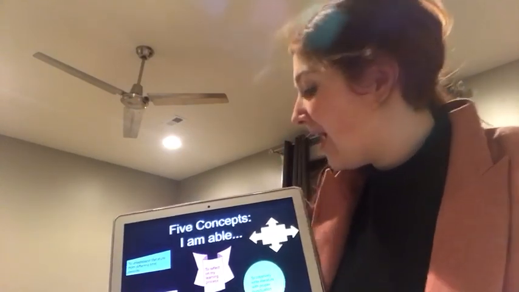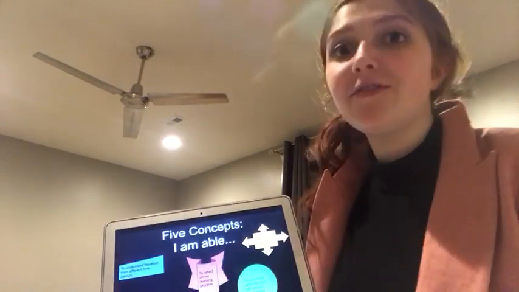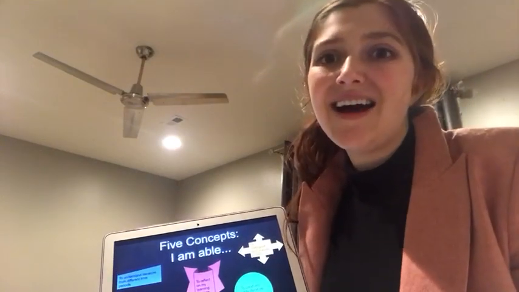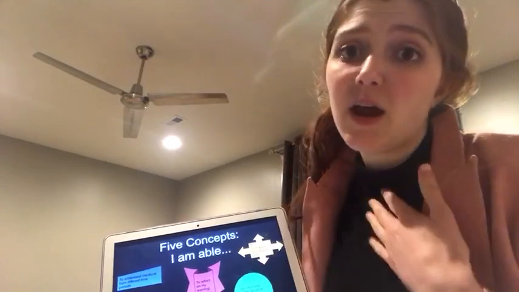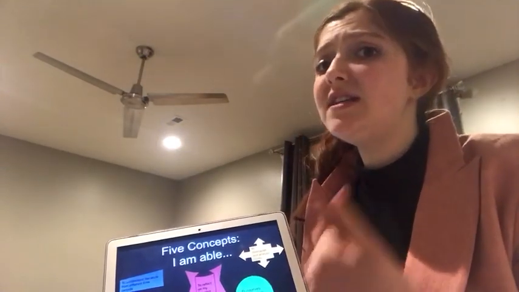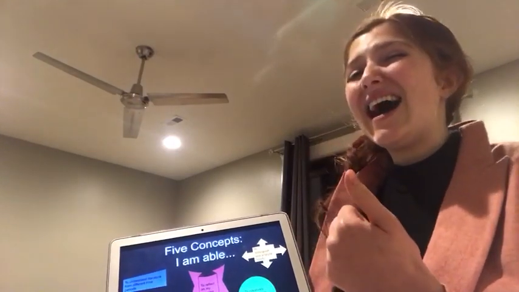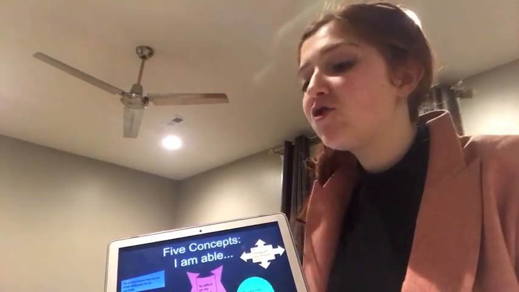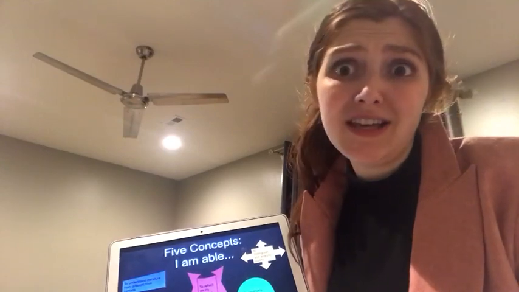The first one is I am able to understand different literature from different time periods. There were many pieces of literature and plays that I watched that were from different time periods than my own. This includes 1984, written by George Orwell, that was written in the 40s. And then there was Taming of the Shrew, which was in 1600s England and had Old English.